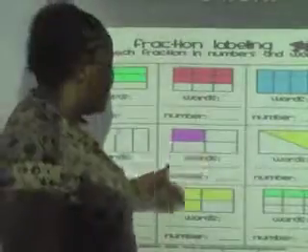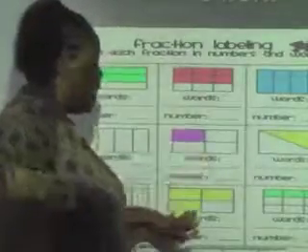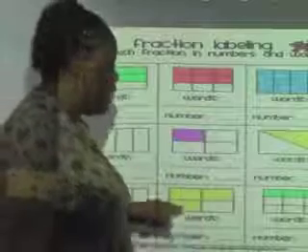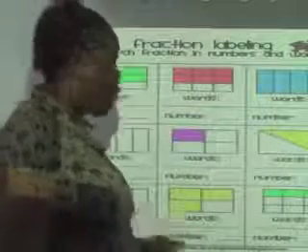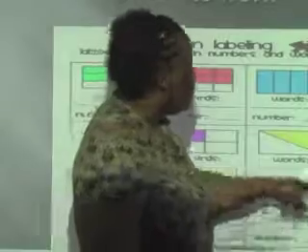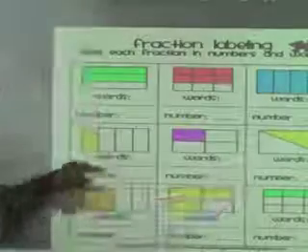Our next to the last one, we have 4 rectangles. How many are shaded in? 3. 3/4. And lastly, we have 9 squares. And how many are shaded in? 3/9.